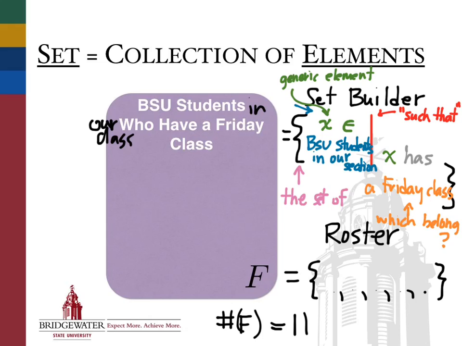Okay. So the set builder notation for this set might look something like that. Reading it from left to right, we'll say, this is the set of all X, where X is a BSU student in our section, such that X has a Friday class. So it really explicitly spells out, first of all, where the elements of this set are coming from. In this example, they're coming from the set of BSU students in our section. And then, after the vertical line, what are the conditions that make for membership in this set? In this example, X has a Friday class.